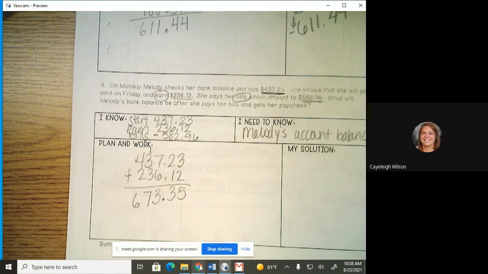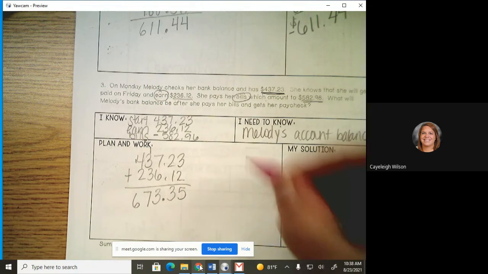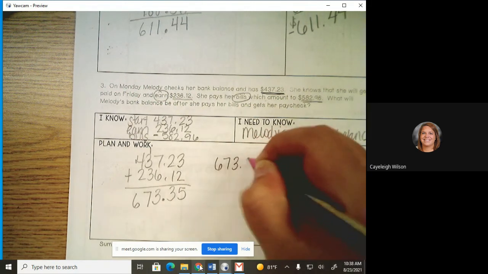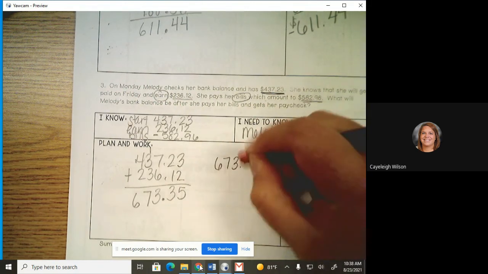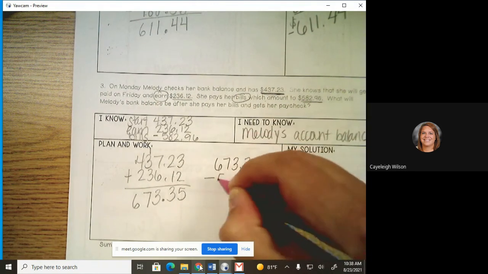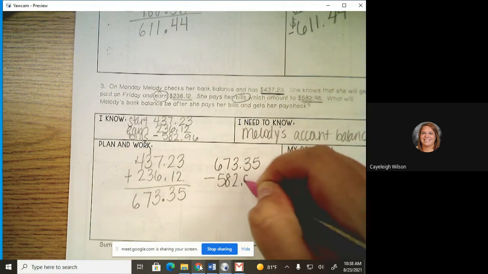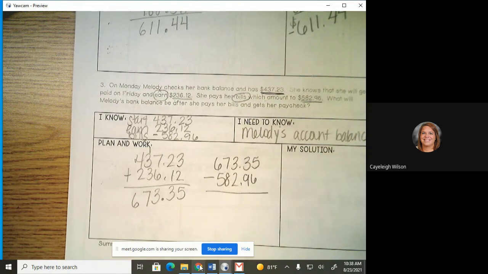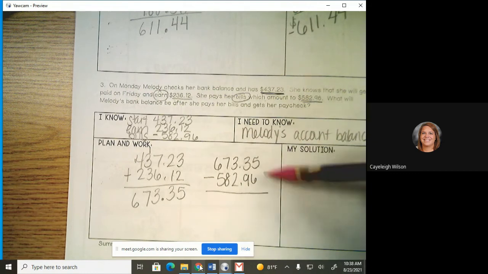All right, and then I know from that amount that she has in her account that she's now going to have to pay out that $582.96. So now I'm going to subtract out how much she has to pay for her bills. So why don't you all subtract that real quick? If you've got paper in front of you, you subtract that and I'll wait.